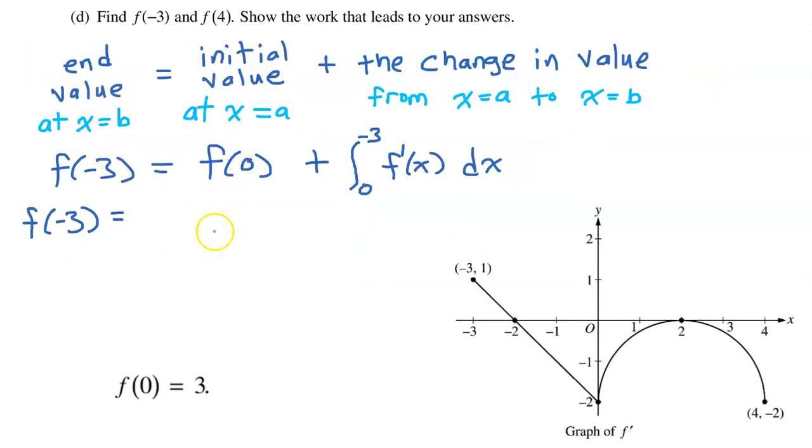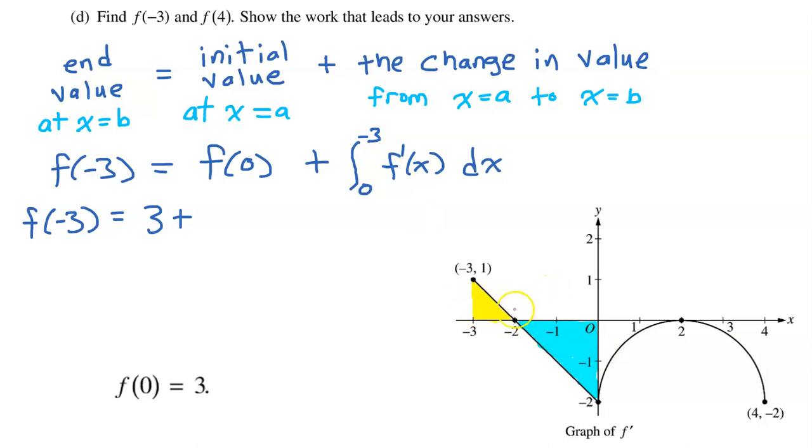We already know that f at 0 is equal to 3, so let's fill that in. We just need to find the value of this integral. We are given the graph of f prime, and the integral of f prime from 0 to negative 3 will be the area between the curve and the x-axis from 0 to negative 3. In other words, the value of this integral will be the net value of the shaded area.